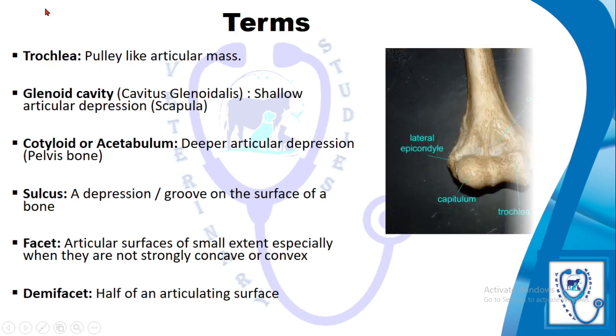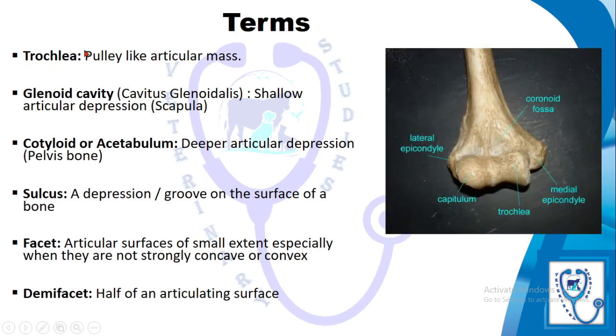Trochlea. Trochlea is a term which denotes a pulley-like articular mass. This is the distal end of a humerus bone, and these are the trochlea.